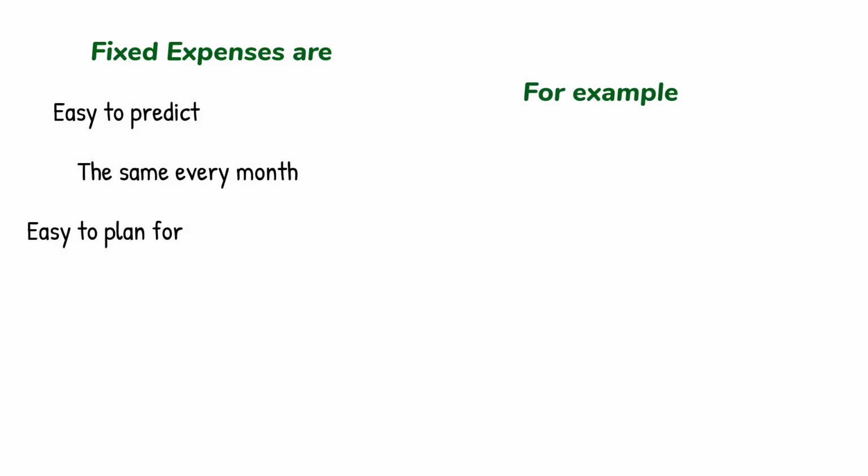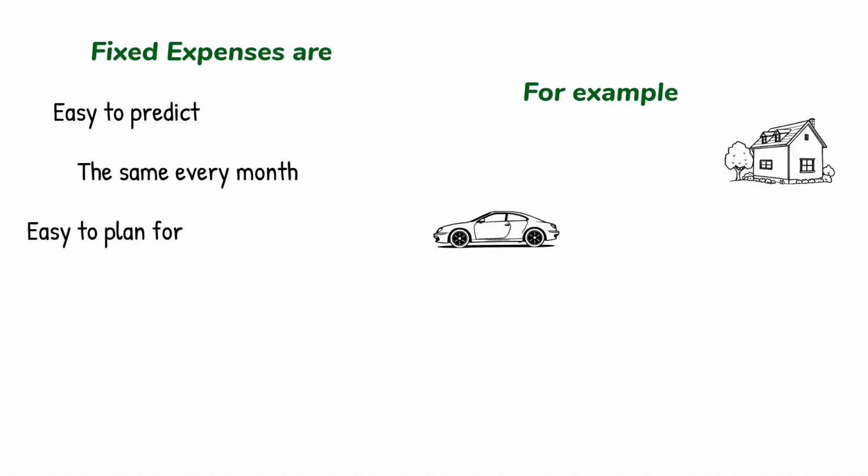Let's start with fixed expenses. These are the bills that stay the same every month. You know exactly how much they'll be and when they're due. For example, your rent or mortgage, car payment, insurance premiums, streaming subscriptions, phone or internet bill. Fixed expenses should be on auto pay to avoid missing or late payments.